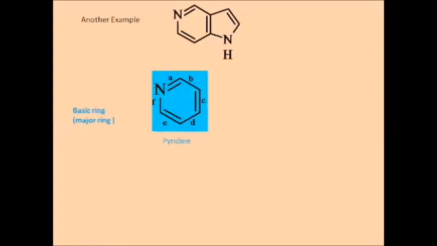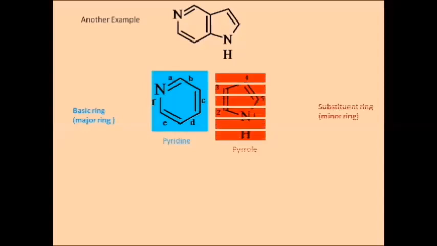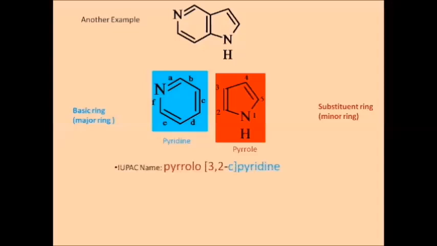Now we can see another example. In this fused ring, a pyridine ring and a pyrrole ring are fused, and pyridine is the basic ring and the substituent ring is pyrrole. So what will be the IUPAC name? Pyrrolo[3,2-c]: atoms number 3 and 2 are involved in fusing, so 3,2, and the c bond of the basic ring is involved, and the name of the basic ring is pyridine.